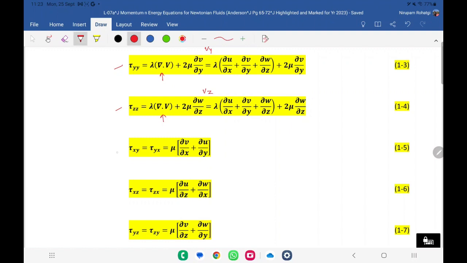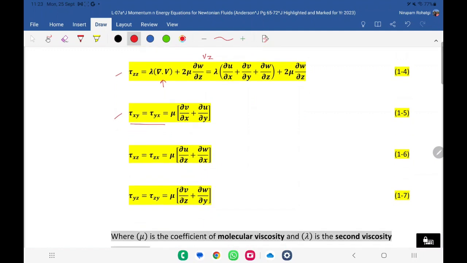Now similarly, when you talk about tau xy, we know that tau xy is equal to tau yx. We will talk about it subsequently. So these 6 can be put together in 3 equations. Okay. And here also you can see that this is Vy and this is Vx. So it's a pair. When you have y velocity at the top, you have x at the bottom. When you have x velocity at the top, you have y at the bottom.